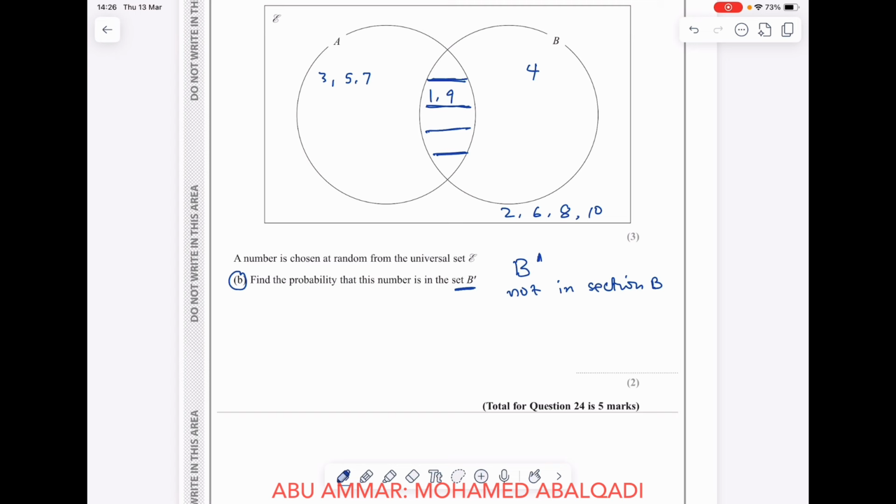So the probability that the number is in section B is 3 out of the overall numbers, which are 10 altogether. So the numbers that will not be in section B is 10 out of 10 minus this number here, 3 out of 10, which is 7 out of 10, which is also equal to 0.7, which is also 70%. So any of these answers will do. So we put here 7 out of 10.